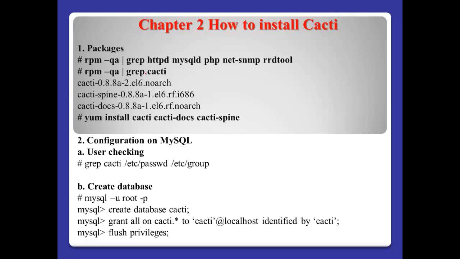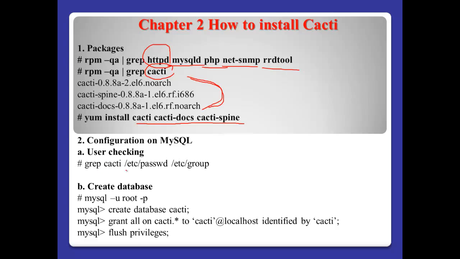Okay, chapter 2, how to install Cacti. First, if you want Cacti, you have to install some packages first: HTTP web server, database, PHP, SNMP, and RRDtool. After that, we can install the Cacti packages. For Cacti, there are 3 kinds of packages. If you don't have them, just install Cacti, and spine like this.